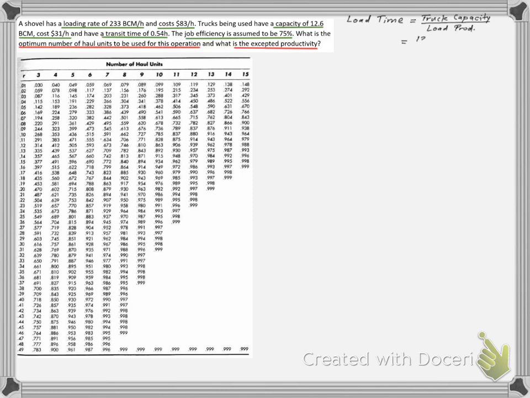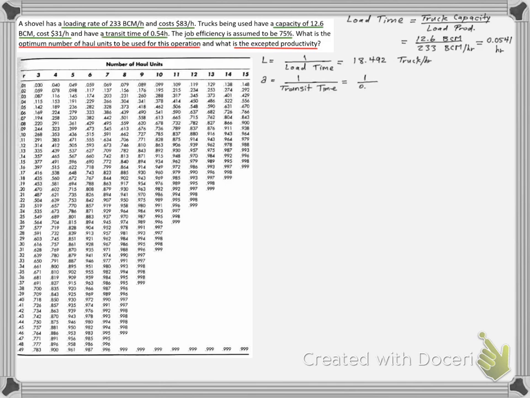We will start to solve this exercise by calculating some operation parameters that are needed for the queuing theory application calculations. This includes the truck loading time, which equals the truck capacity divided by the loading productivity. The inverse of the load time will give us parameter L, which is the arrival rate of trucks in trucks per hour.